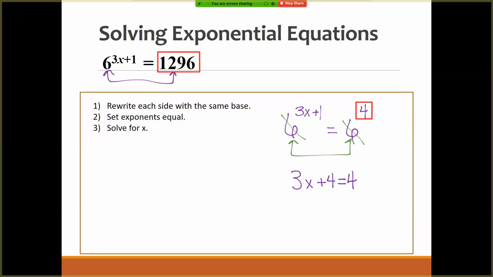Now I have a basic algebraic equation to solve. Oops, I wrote 4. So 3x plus 1 equals 4. You would subtract 1 from both sides to get 3x equals 3. Beside it, divide it, and x equals 1. Final answer.